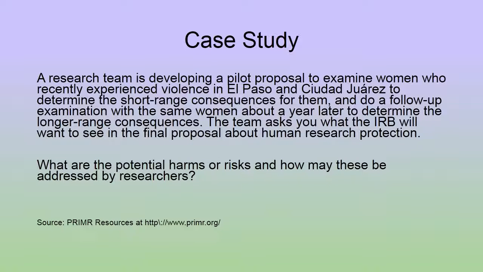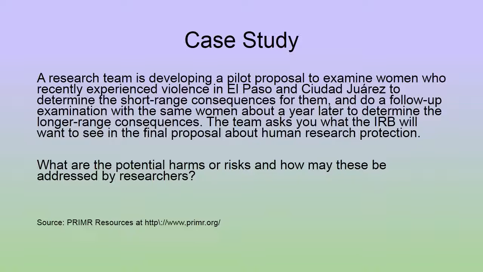A research team is developing a pilot proposal to examine women who recently experienced violence in El Paso and Ciudad Juarez to determine the short-range consequences for them, and do a follow-up examination with the same women about a year later to determine the long-range consequences. The team asks you what the IRB will want to see in the final proposal about human research protection.